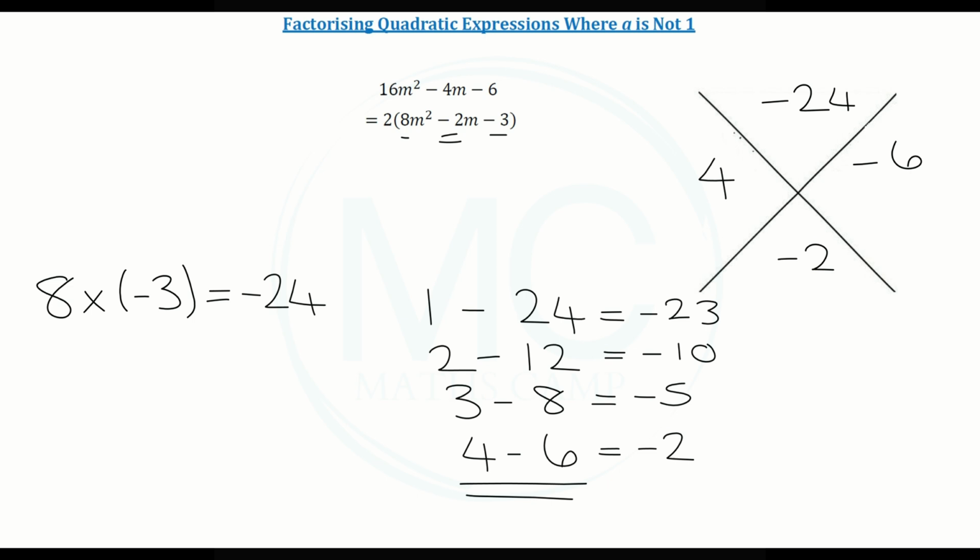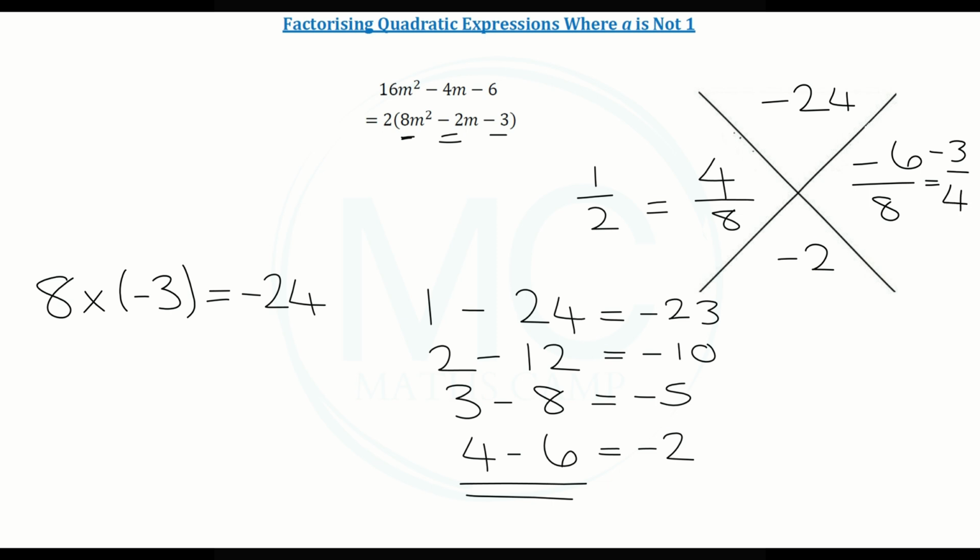Now remember, we still need to divide by the coefficient of the squared term, which in this case is the 8 in the bracket. So we say 4 over 8 and negative 6 over 8. Let's simplify. 4 and 8 are both divisible by 4, so we get 1 over 2. 6 and 8 are both divisible by 2, so we get negative 3 over 4.